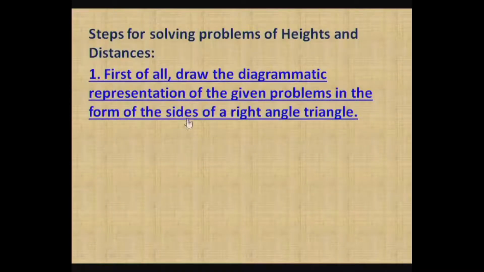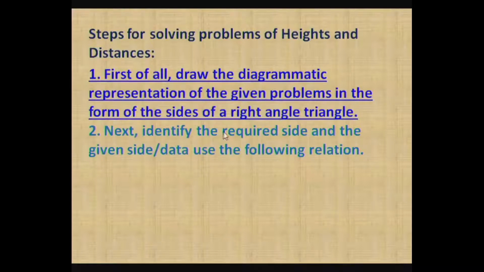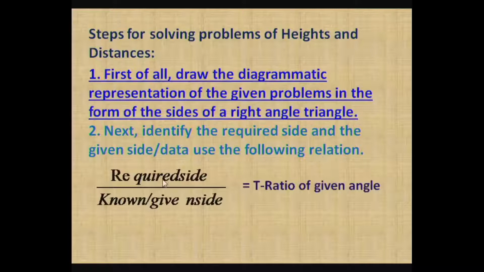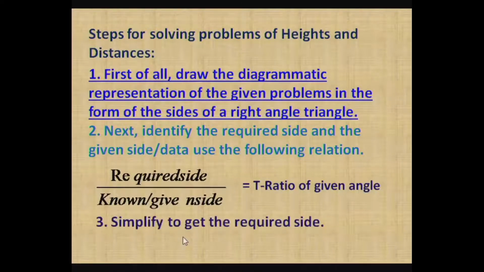Here the second point is, next identify the required side and the given side or data used in the following relation. So, required side by the known side or given side is equal to the trigonometric ratio of the given angle, and then simplify, you will get the answer.